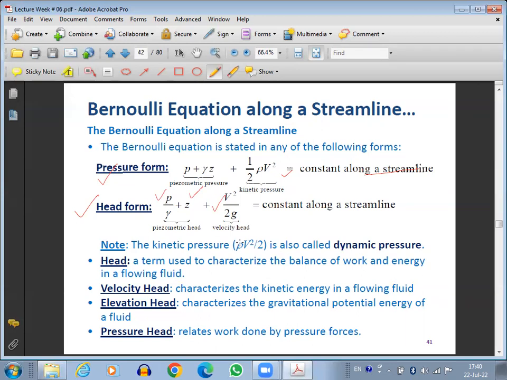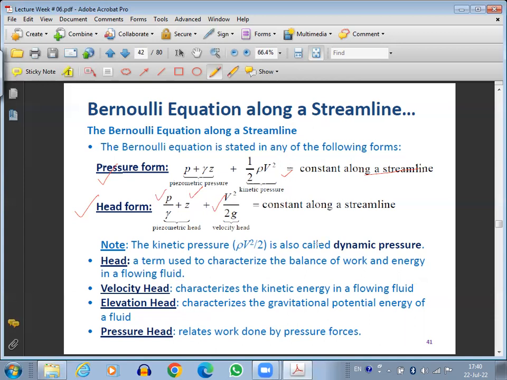In SI units. If you are writing in the pressure form, then all the units should be pressure. And should be homogeneous, uniform. Even within the pressure, you cannot write P in kilopascal and gamma Z in megapascal. You cannot do it like this. It has to be homogeneous. Each term should be in the same unit.